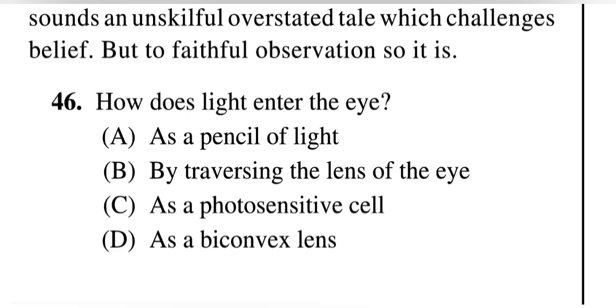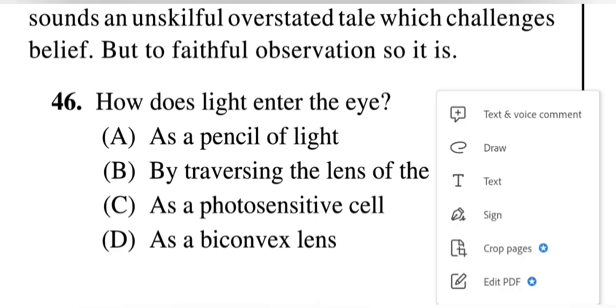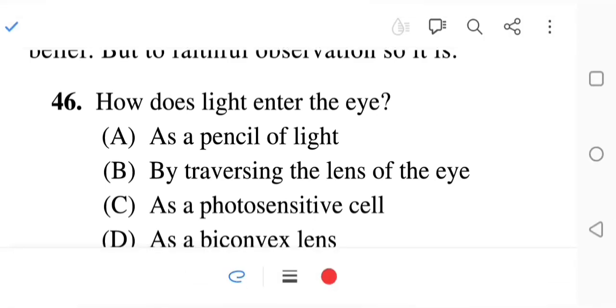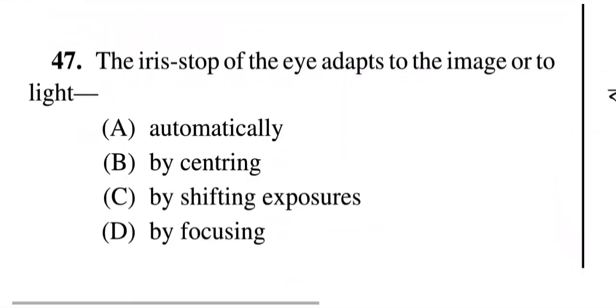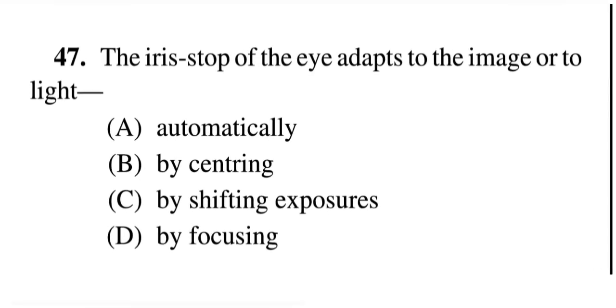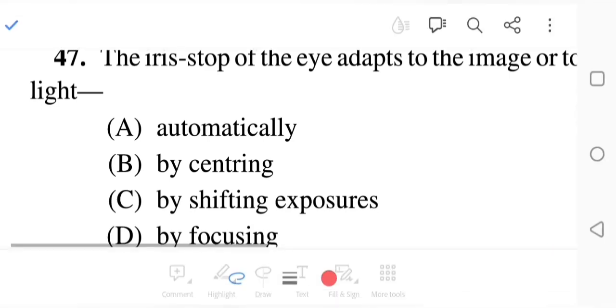46, how does light enter the eye according to the passage? Here you cannot use your subject domain knowledge. Just try to mark correct according to the passage that you have read. 46, correct answer will be B: by traversing the lens of the eye. 47, the iris of the eye adapts to the light, correct answer is A, that is automatically.